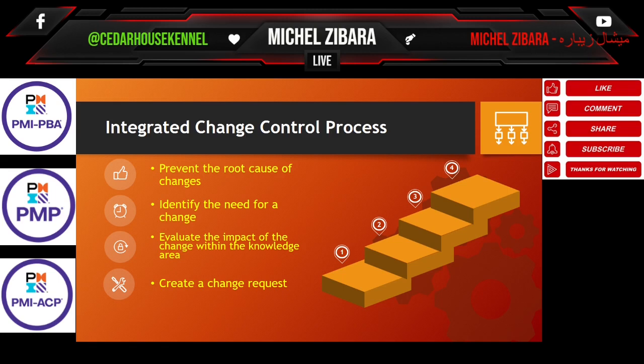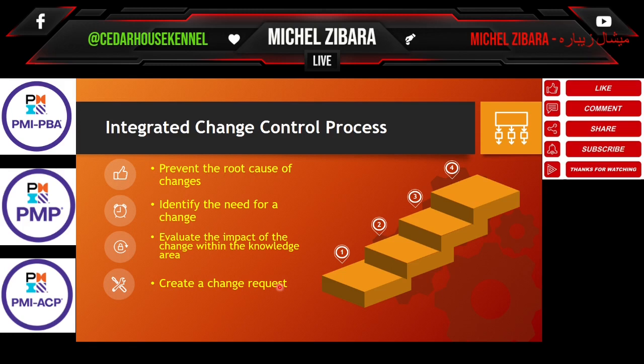If there is no way to prevent that change, then we need to identify the need for a change. When we say identify the need for the change, we are talking about assessing that change against the business case, the project charter, the project objectives, and the business goals. That's very important. After that, we need to evaluate the impact of the change within the knowledge areas.